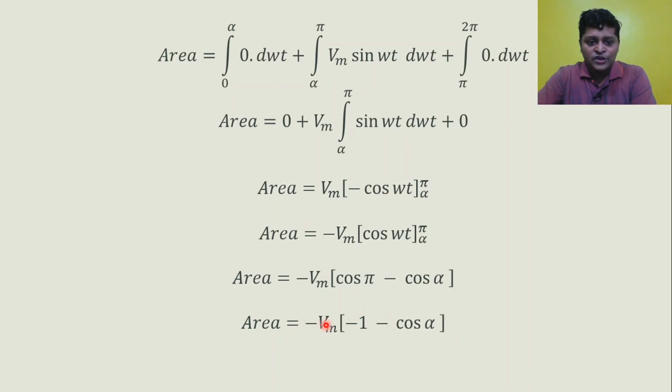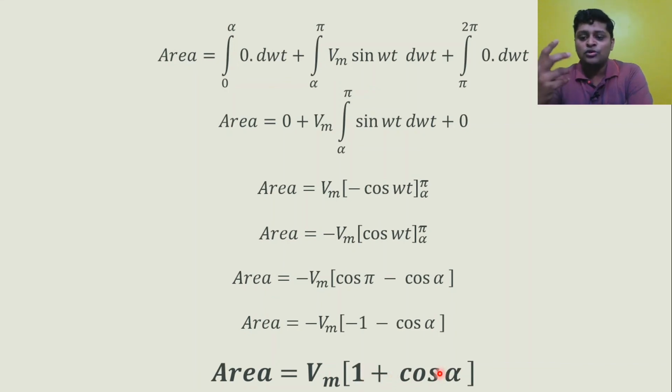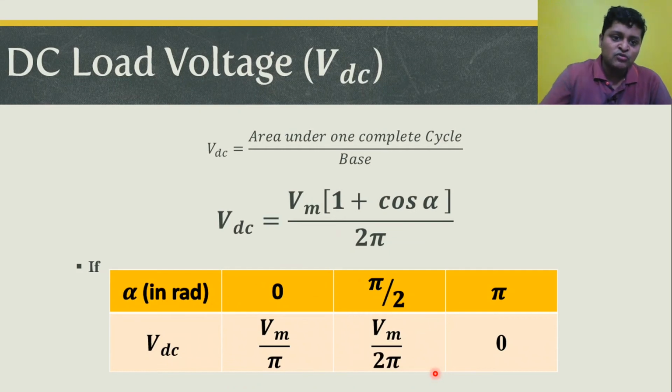So minus of Vm times minus of 1 minus cos alpha. Now let's multiply the minus sign into the bracket. That gives you area equal to Vm (1 plus cos alpha). So we have secured both area as well as base. Let's substitute in the equation of VDC, area divided by base: Vm (1 plus cos alpha) divided by 2 pi. So this is the same equation as we derived for the resistive load.